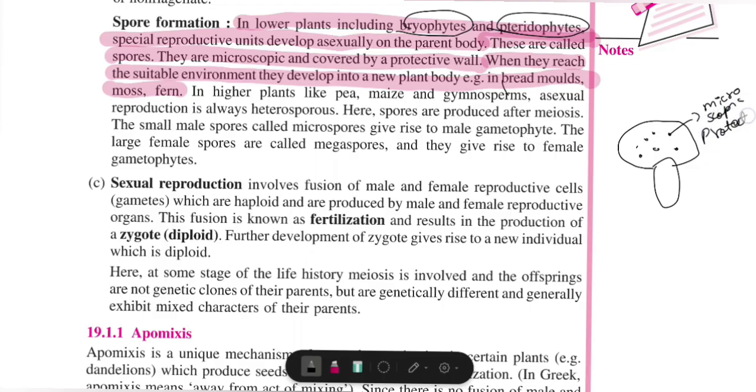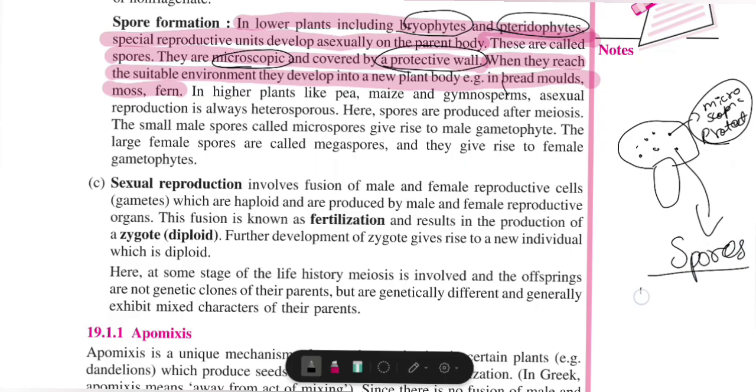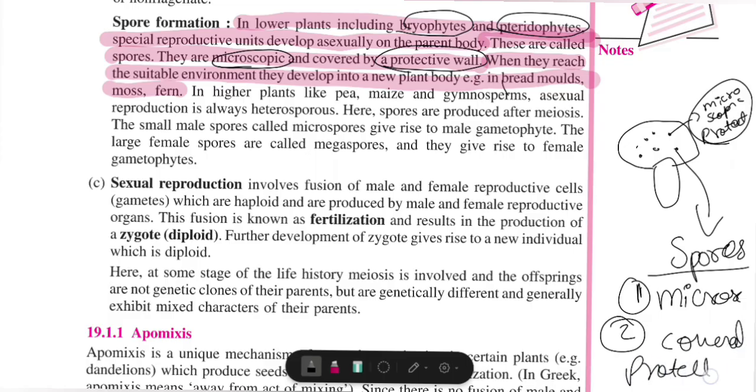Okay, there are two characteristics of this small special reproductive unit. They are microscopic, and they are covered by a protective wall. And these units have a name, they are called spores. So what are the two characteristics of spores? The first thing is they are microscopic, and the second thing is they are covered by a protective wall.